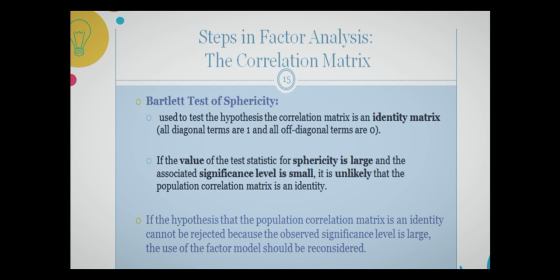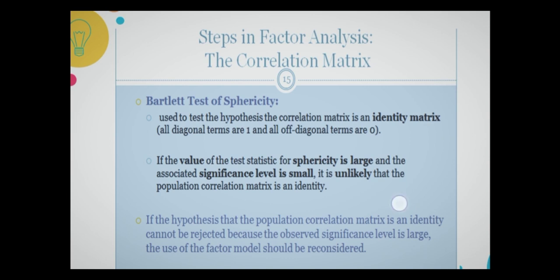Betul tak? So kita punya H note adalah the correlation matrix is an identity matrix. H1-nya will be the correlation matrix is not an identity matrix. So yang kita nak dekat sini adalah we reject H note. Kan kita nak accept H1, which is the correlation matrix is not an identity matrix. Kalau identity matrix maksudnya there is no correlation lah between the variables. So kita nak reject H note.